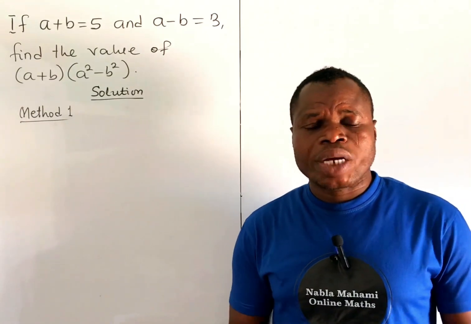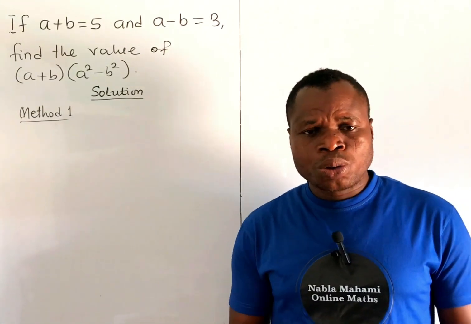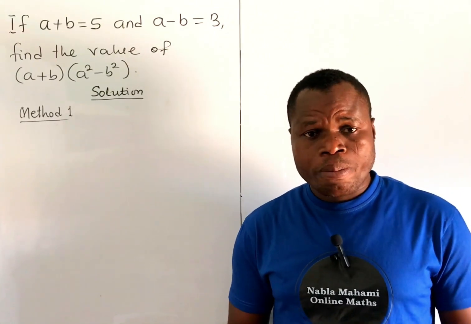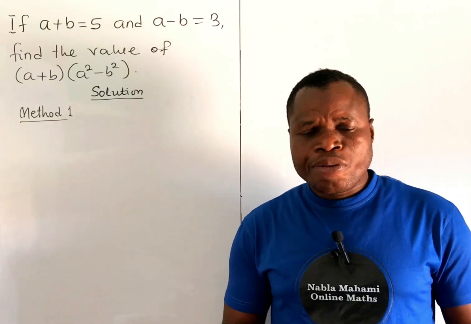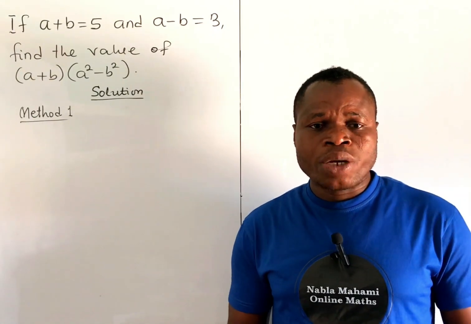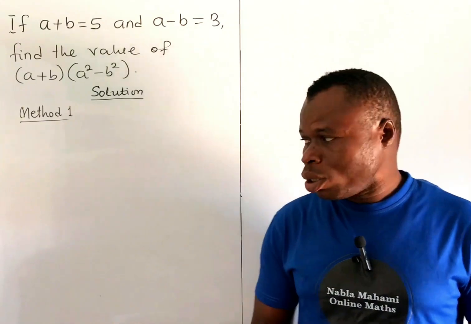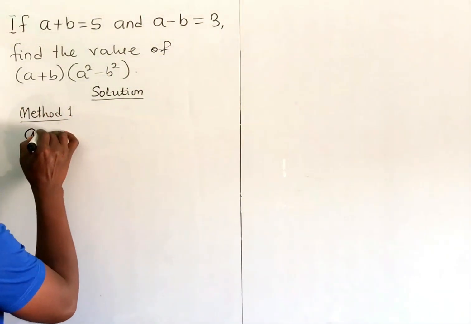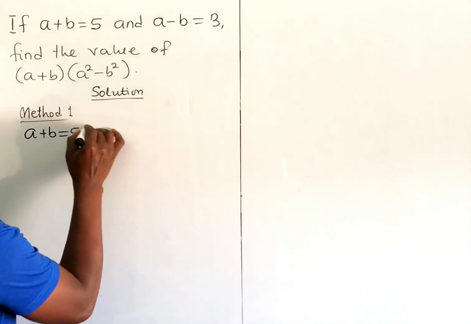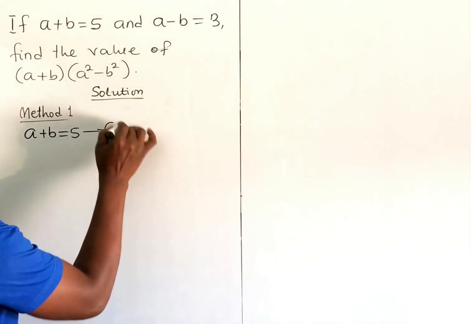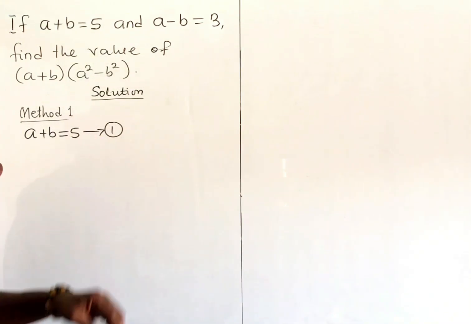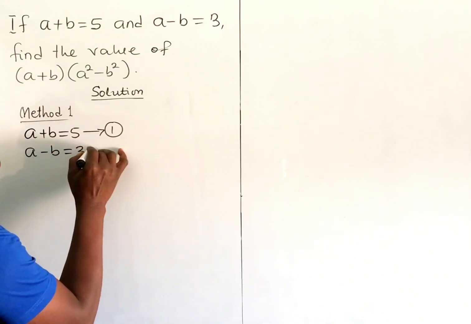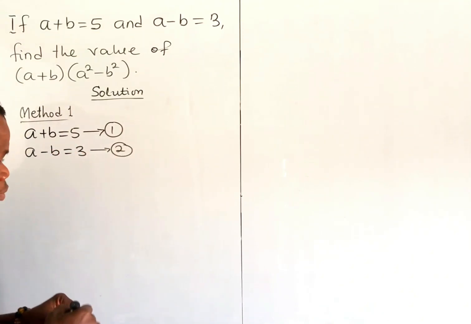To solve this question, we are going to use two different methods. So let's start with method 1. To use method 1, you first write down the equations that we have on the board. The first equation is A plus B is equal to 5, and let's label it equation 1. The second equation is A minus B is equal to 3, and that will be equation 2.